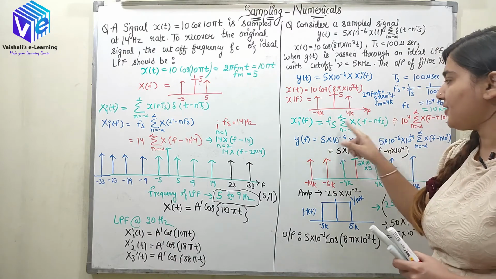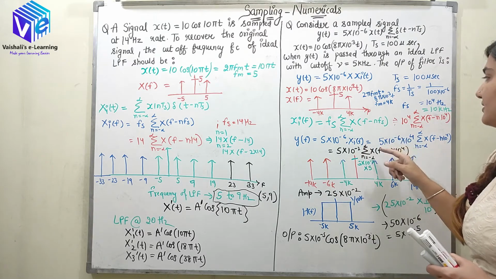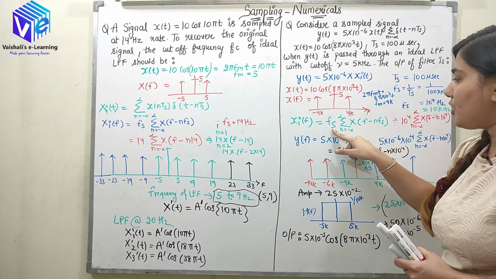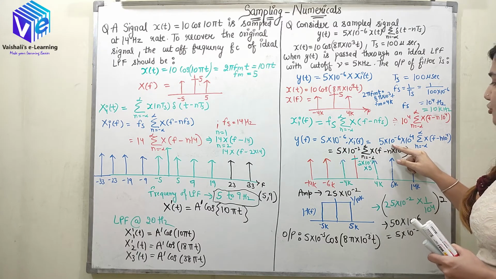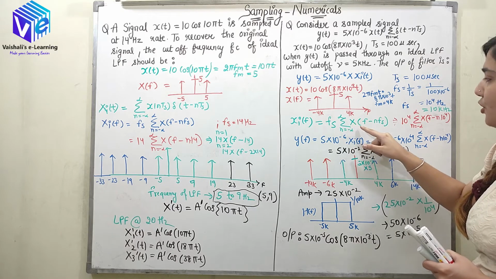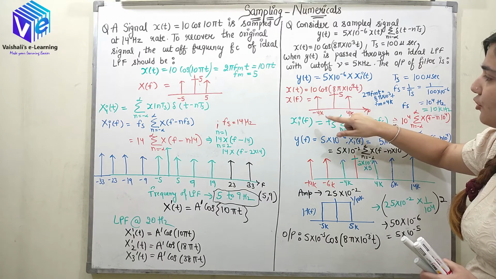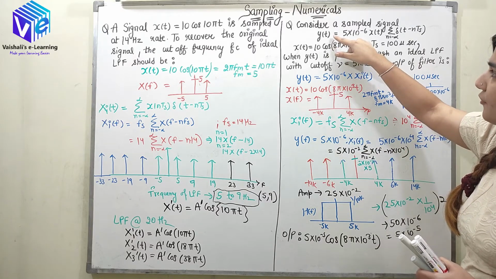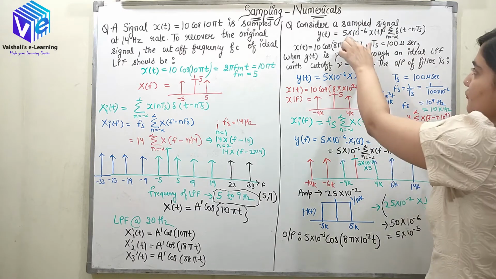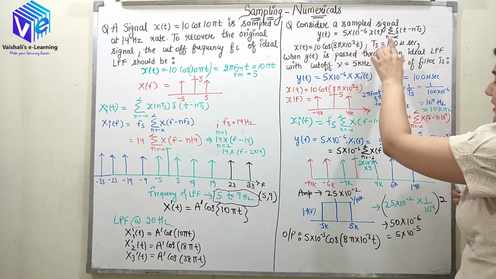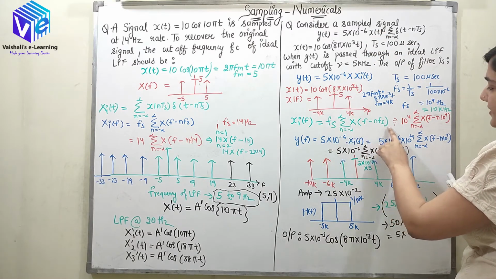I know the formula. It is fs summation n equal to minus infinity to infinity X(f minus n fs). So now I know what fs is, so I'll just put the value of fs. It was 5 into 10 raised to power minus 6 into 10 raised to power 4, which represents the fs. I just put this value in Y(f). So Y(f) would have this term as well. So now 5 into 10 raised to power minus 6 into Xi(f).